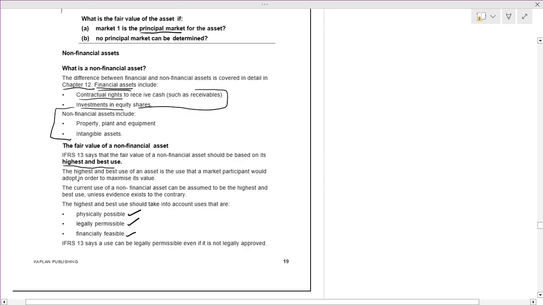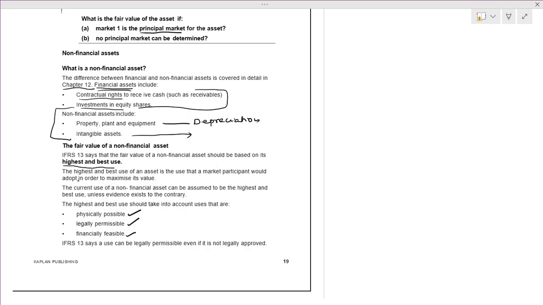Physically possible means, when you are talking about non-financial assets, such as property, plant and equipment, what are we taking into consideration? Depreciation. And when we are talking about intangible assets, what will we take into consideration? Amortization.